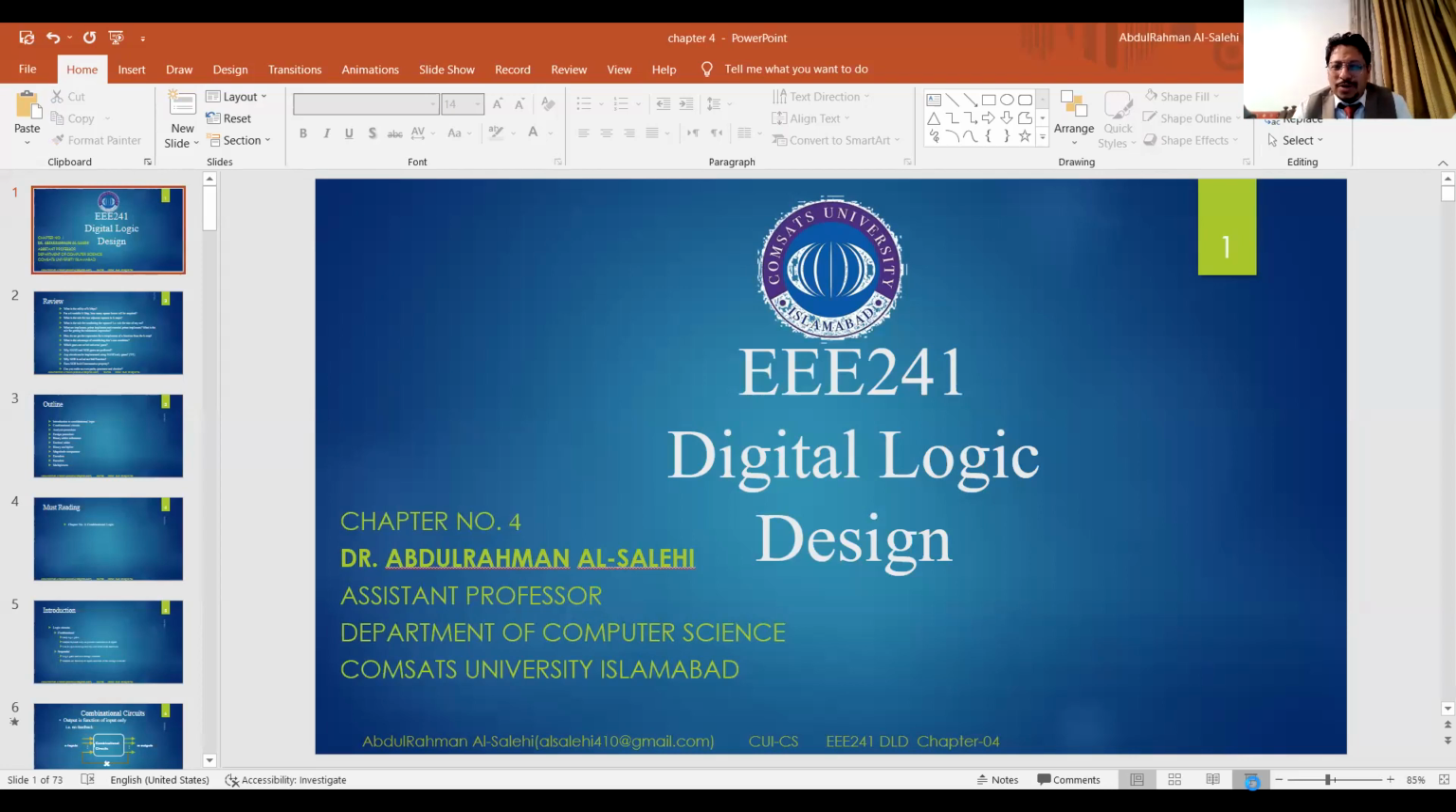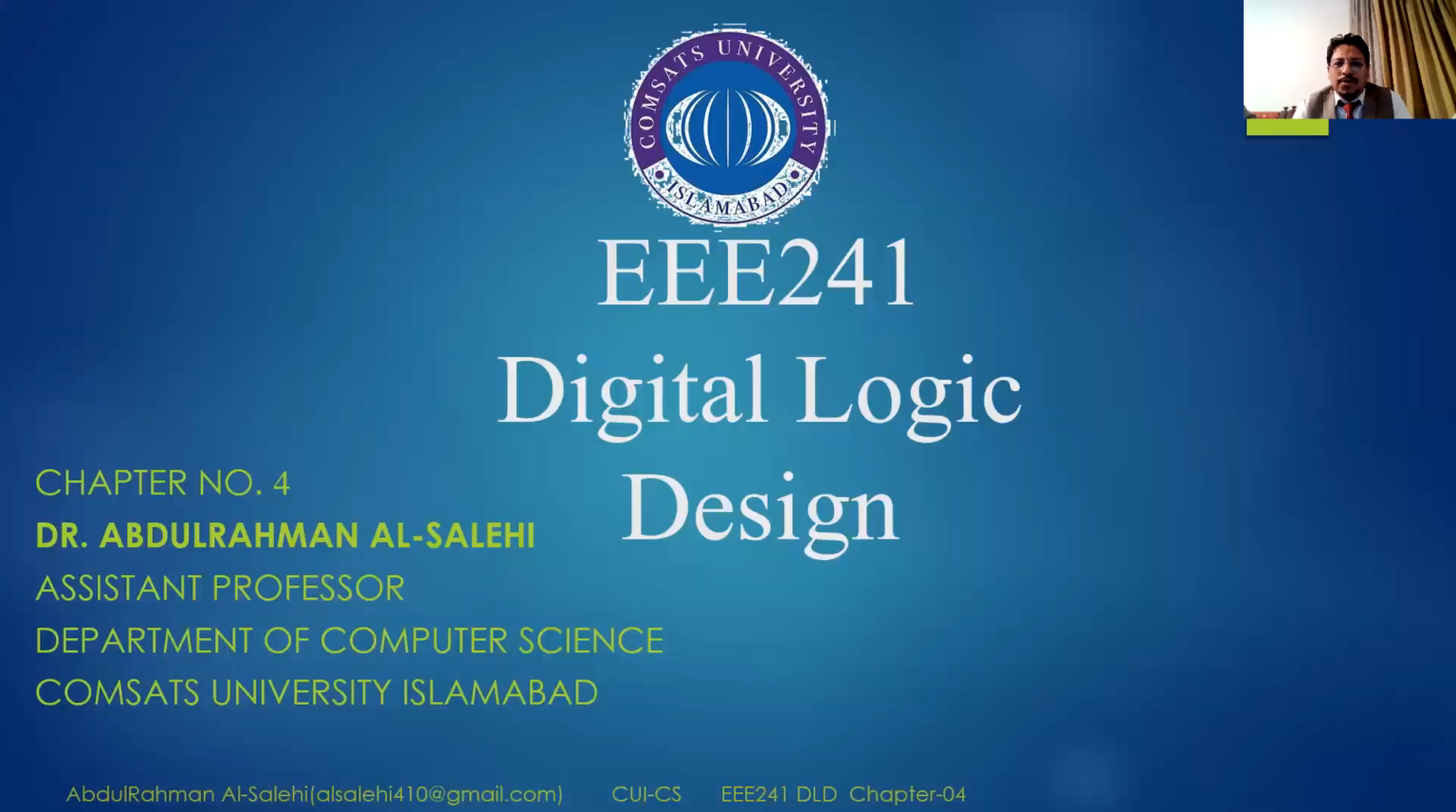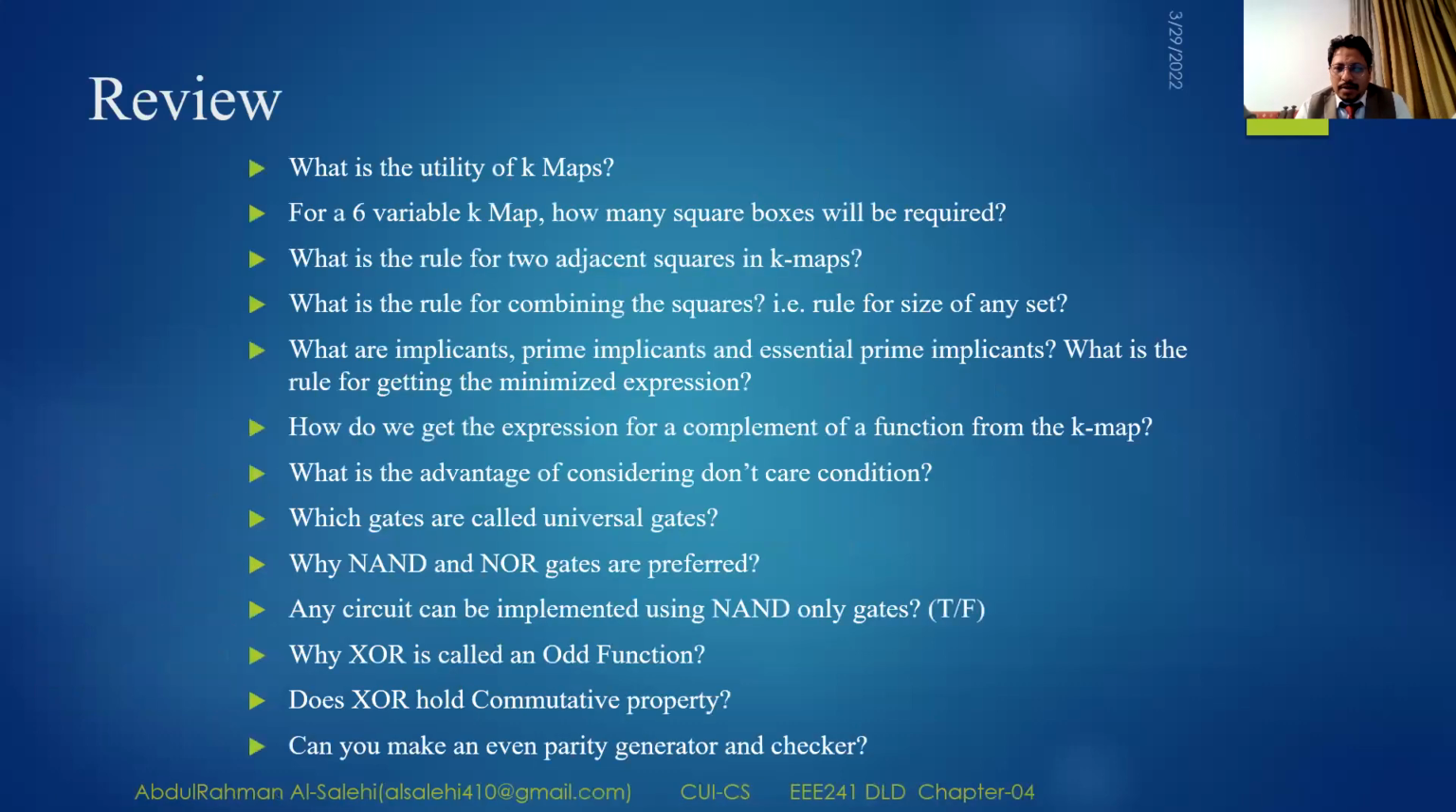So today we are going to start the fourth chapter. In the previous chapters, basically we have discussed minimizing the logic gates. And from that we came to know what the K-map is and how we used the K-map, either in 2 variables or 3 variables or for 4 variables.